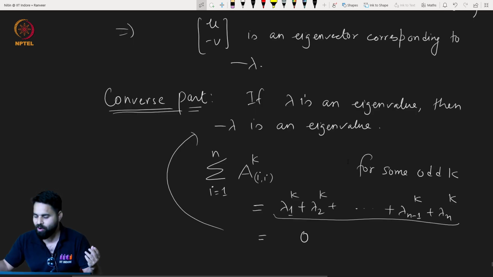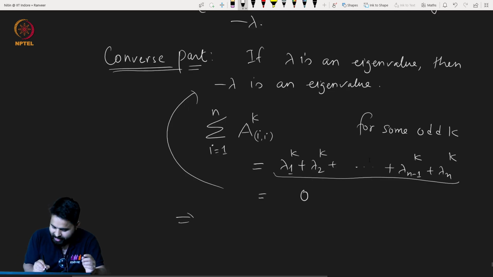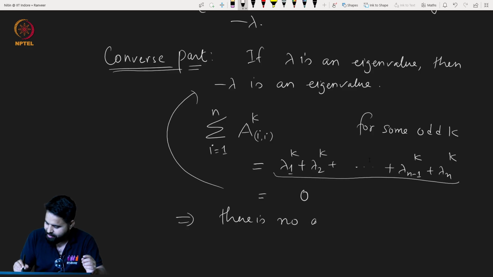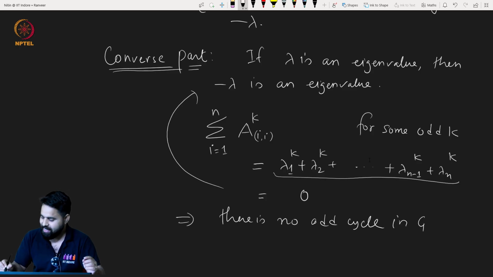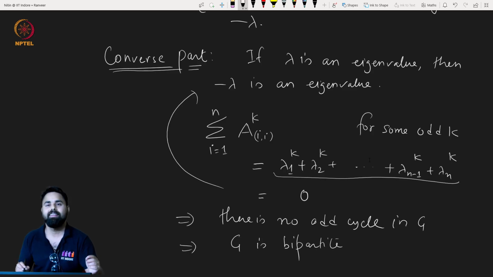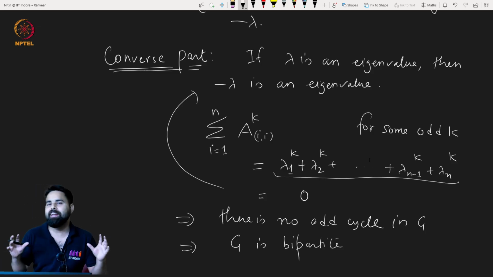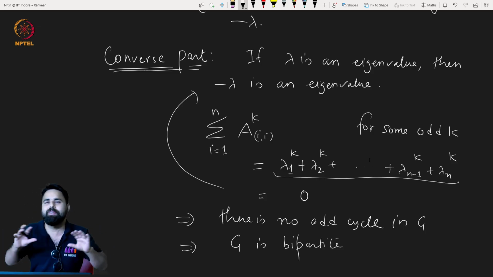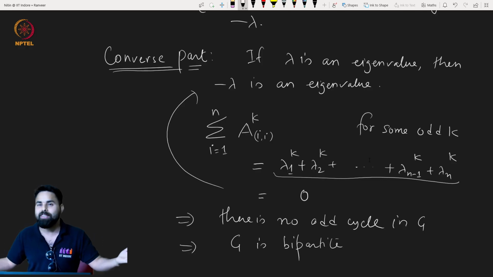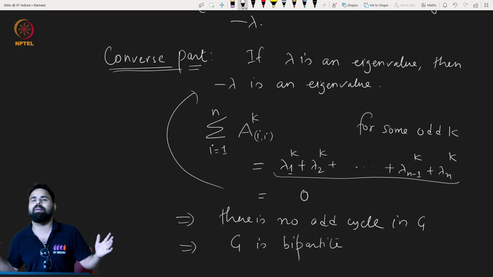This implies there is no odd cycle in G, which implies G is bipartite. Very good. So we have proven both directions. How beautiful it is, right? Just by looking at the eigenvalues, whether they are symmetric with respect to 0. If lambda is an eigenvalue, minus lambda is also an eigenvalue, we can determine whether the graph is bipartite or not.